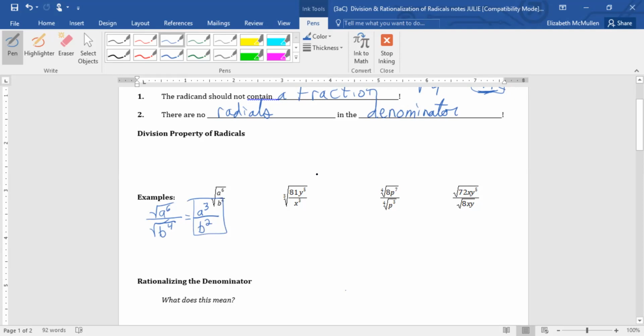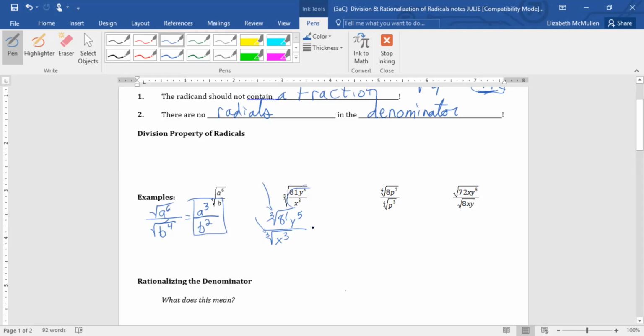Next one, cubed root of 81 y to the 5th over x to the 3rd. Once again, no fractions in the radicand, so let's split this sucker apart. Cubed root of 81 y to the 5th over the cubed root of x cubed. Very, very important. Do not forget your indexes here, okay? I see many, many students making mistakes. When they rewrite these things, they lose that 3, and then they're writing the square root of 81 instead of the cube root, and that's a big problem, okay? Don't do that.